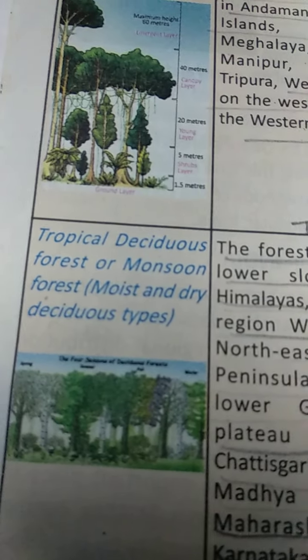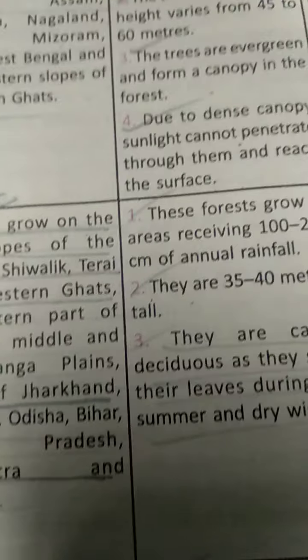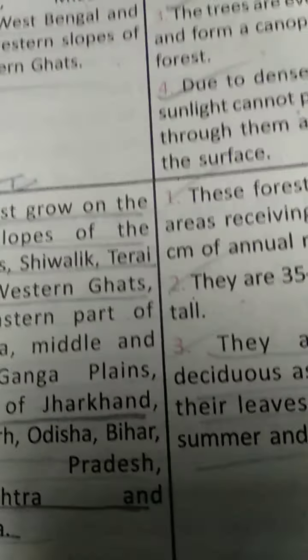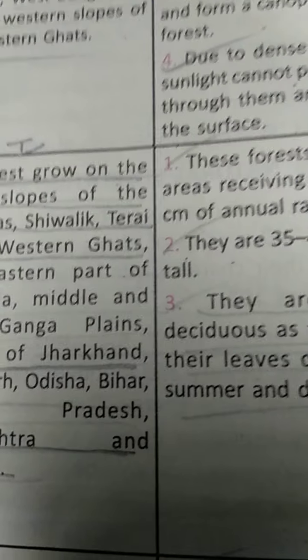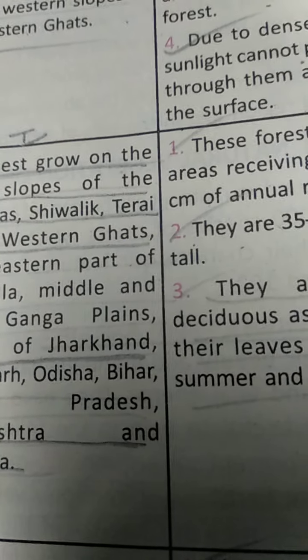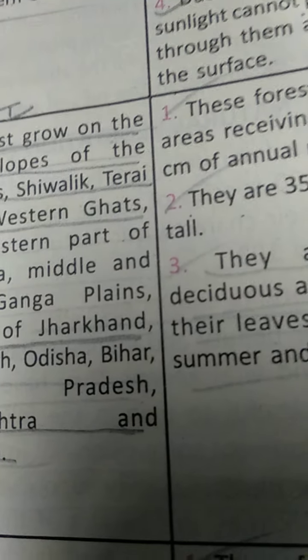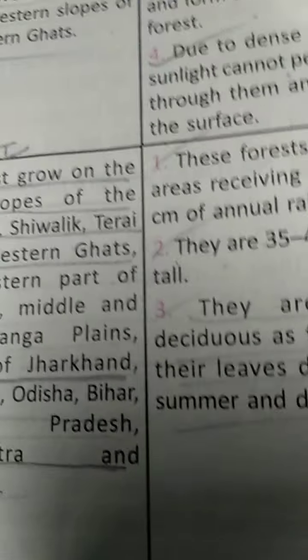Next is tropical deciduous forest or monsoon forest. As we can understand from the name, they are moist and dry deciduous forests. This forest grows in the lower slopes of the Himalaya, Shivalika Range, Tarai, Western Ghats, northeastern part of the peninsula, middle and lower Ganga plains, plateaus of Jharkhand and Chhattisgarh, Orissa, Bihar, Madhya Pradesh, Maharashtra and Karnataka. You have to keep all this in your mind.